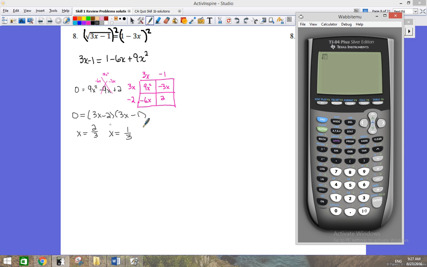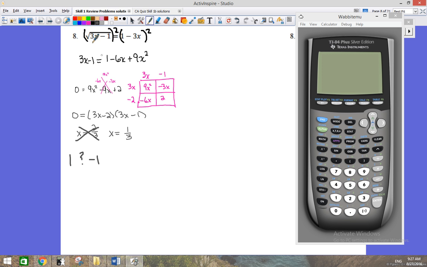Well, the 3's cancel and I just have 2, and 2 minus 1 is 1, so on the left-hand side I just have 1. And the question is, on the other side, if I plug in 2/3, well, that 3 and this 3 cancel, and 1 minus 2 is a negative 1. So this is extraneous. It does not check, so I don't include it in my solution set.